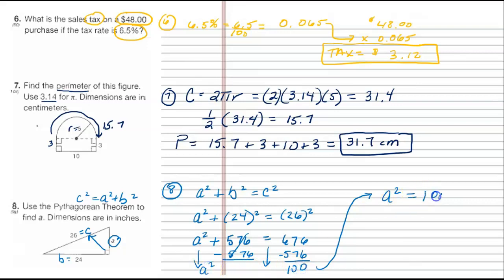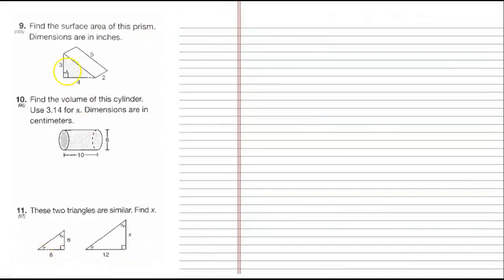So this is 100. Now to get a by itself, I have to square root both sides. So when I square root a squared, I get a. When I square root 100, I get 10. That is my answer. Make sure you pause when you need to, guys.